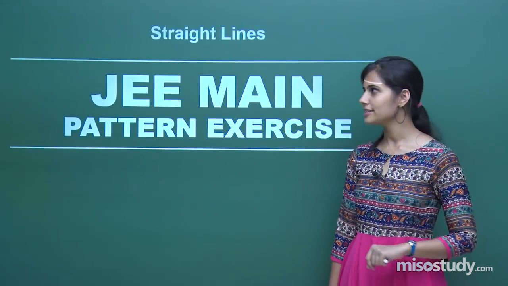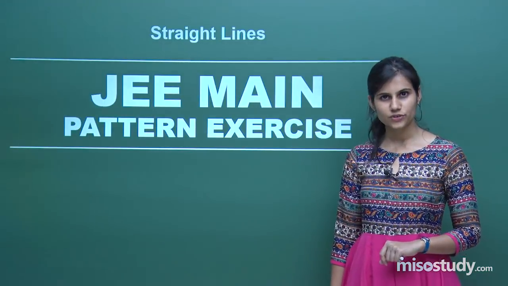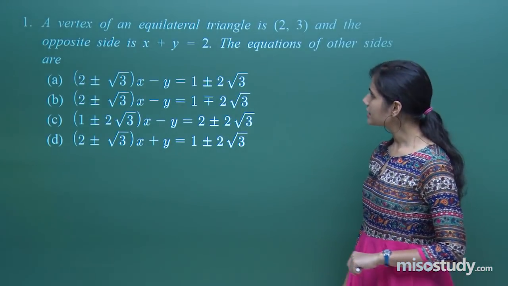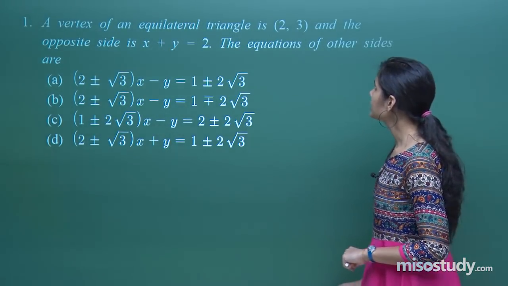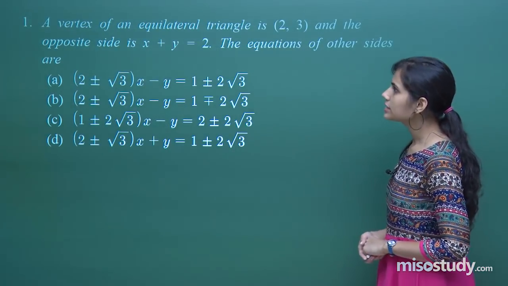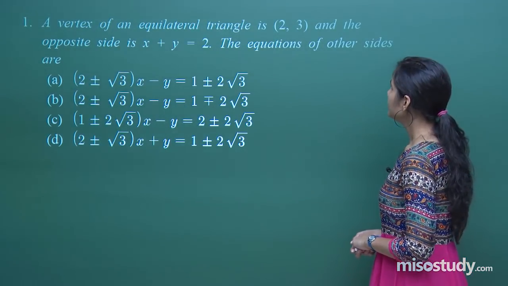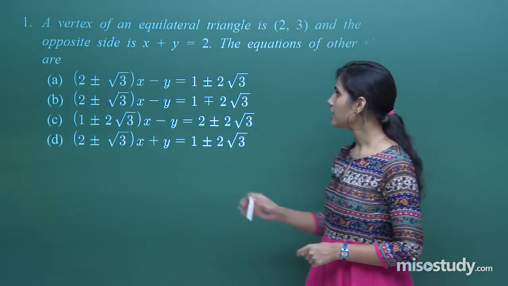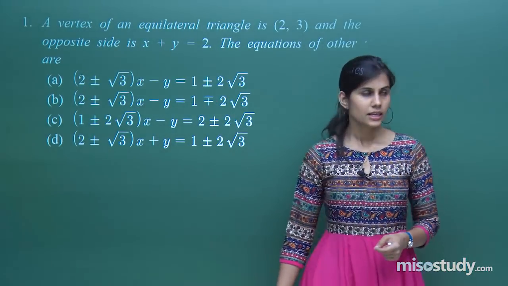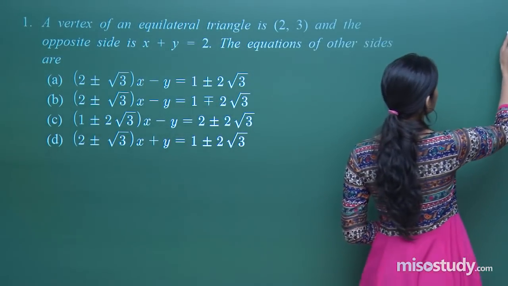So guys, let us discuss the JEE Main pattern exercises for straight lines. First question says that a vertex of an equilateral triangle is (2, 3) and the opposite side is x plus y equals 2. Then the equations of the other two sides are what among all these? Now see, over here a direct concept is applied.